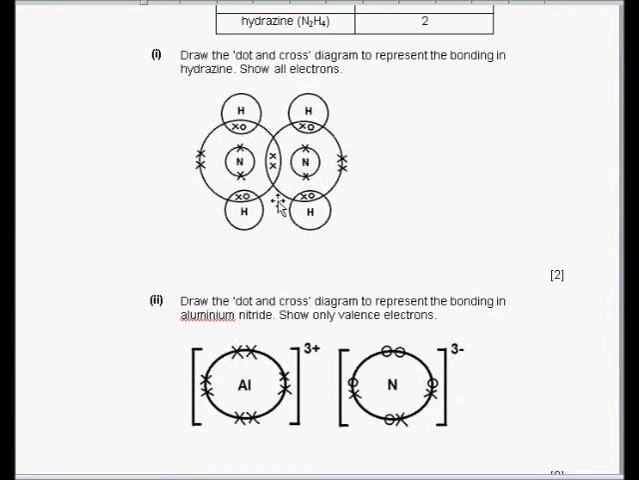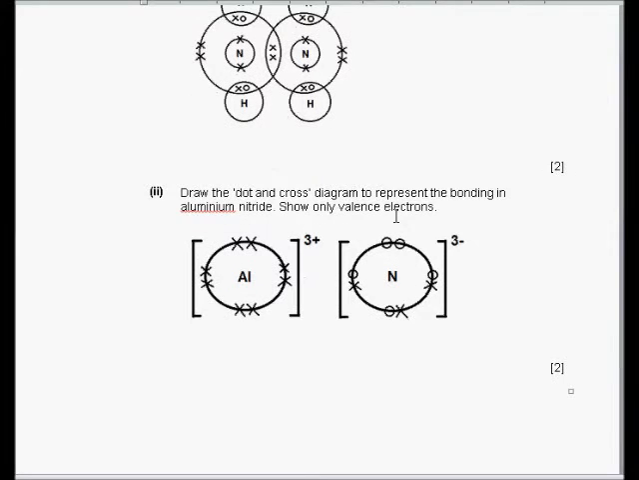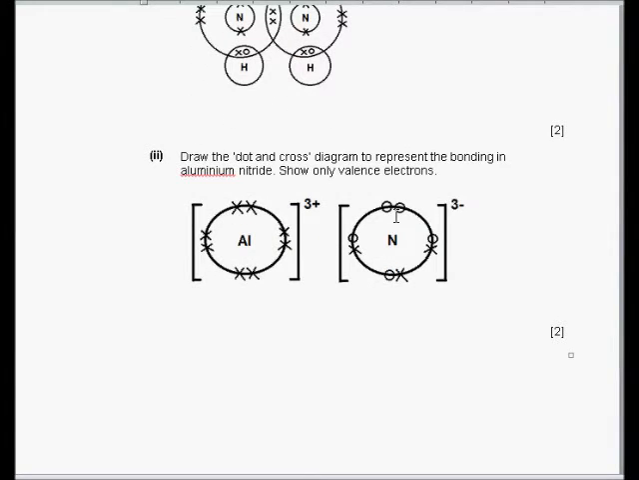Okay, so 2 marks for this. The 2 marks are 1 mark for the correct number of electrons and 1 mark for the correct sharing of electrons. And likewise for aluminum nitride, it is an ionic substance, an ionic compound. So you have to draw this one, nothing much to explain about it.